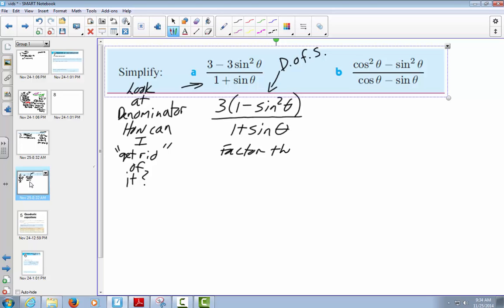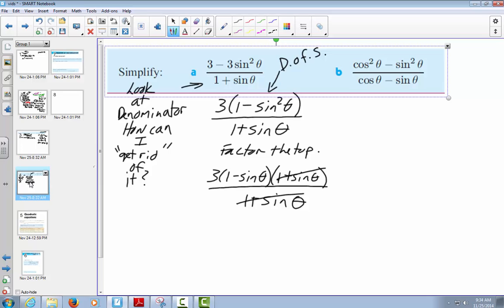the top again. So we have 3, 1 minus sine theta, 1 plus sine theta, all over 1 plus sine theta. That cancels out that. I have a final solution of 3, 1 minus sine theta. And that's totally factored and simplified.